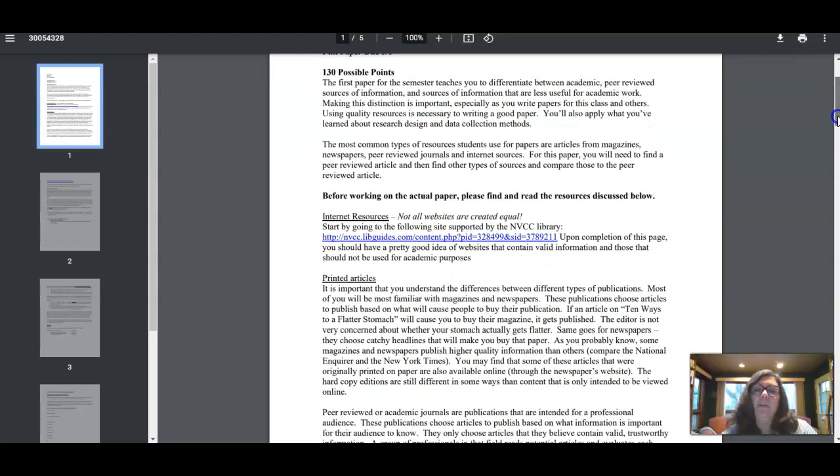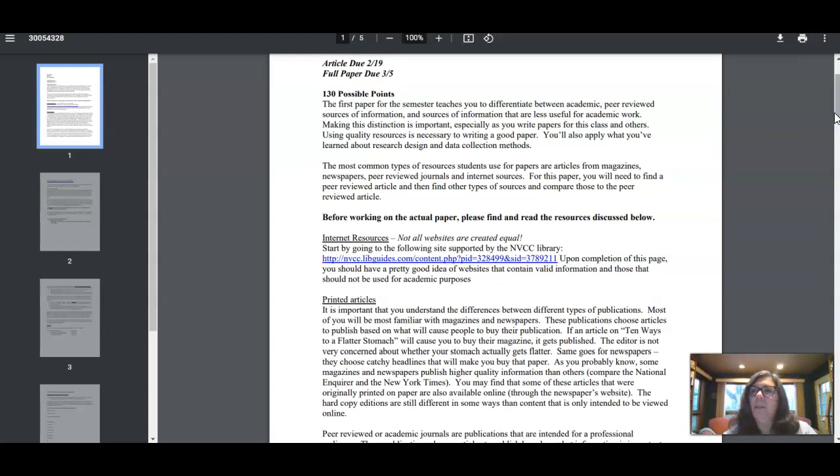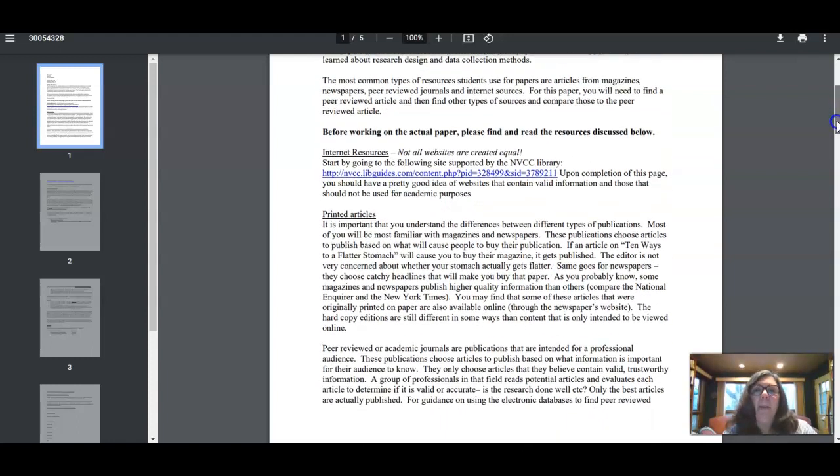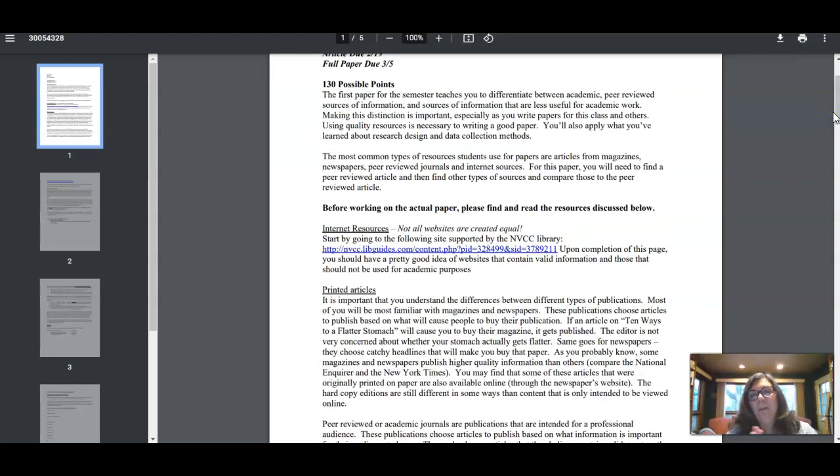And there's a fairly lengthy description here of what you need to do. I'm not going to read through this because you're going to read through it on your own. But essentially, this paper asks you to differentiate between the kind of information that you find in a peer-reviewed article, we'll come back to that in a second, and the kind of information that you find on the internet, on websites. And so let's talk a little bit about what a peer-reviewed article is.